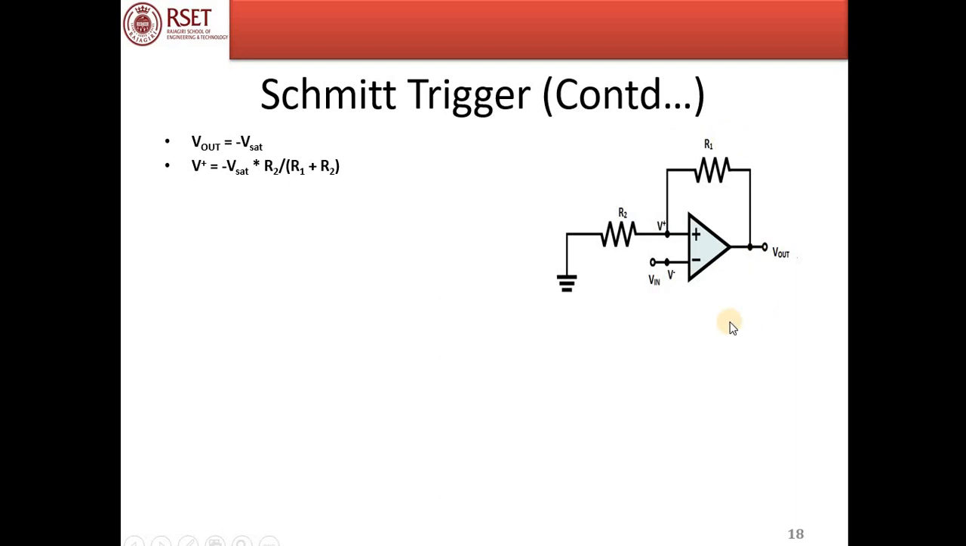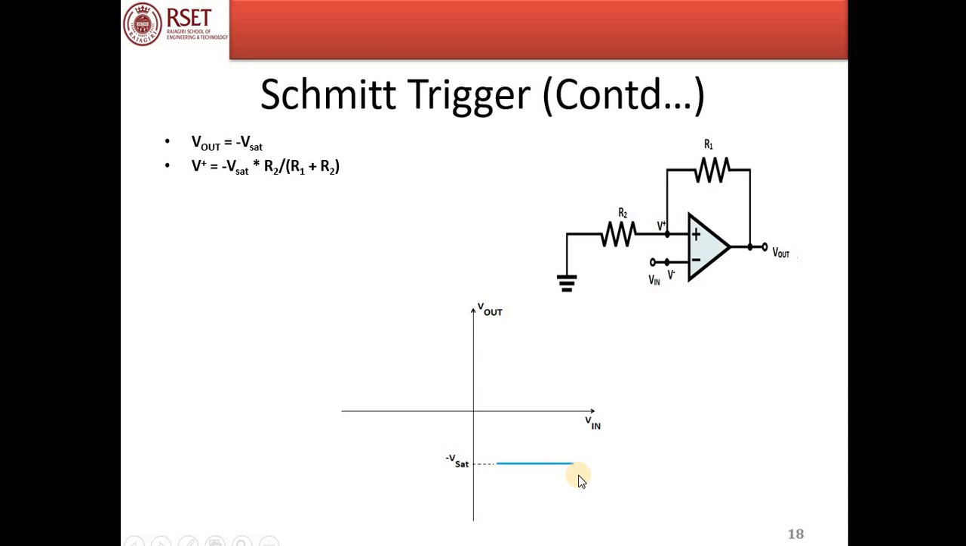Okay. This is the Schmitt trigger circuit with the input voltage applied to the inverting terminal. Let us consider the case where V output is minus Vsat. Let us assume that the current value of V output is minus Vsat. What would be V plus? V plus is minus Vsat into R2 by R1 plus R2 by this potential divider circuit. So this is the transfer characteristic, this is V input and this is V output. We are currently considering the case where V output is minus Vsat.